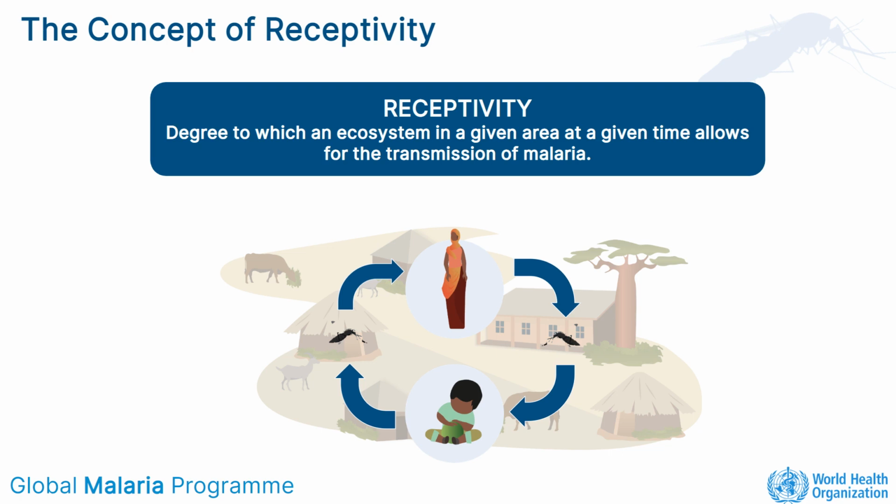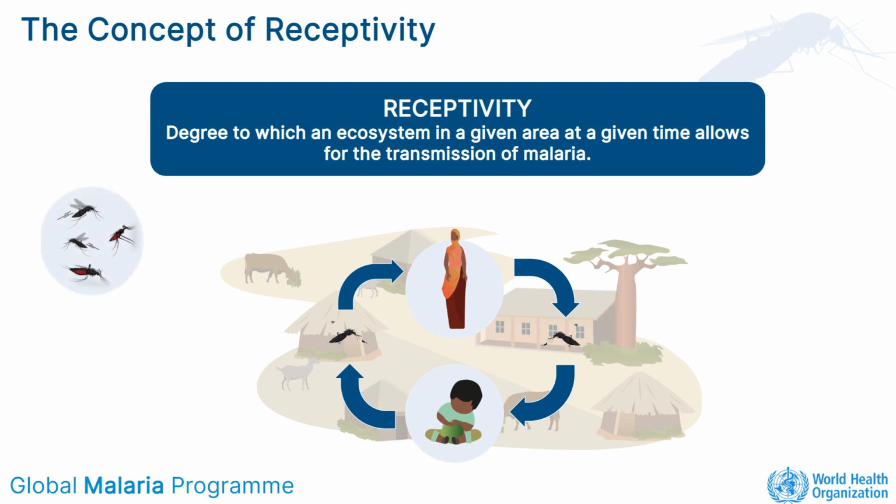However, note that the definition of receptivity applies to an ecosystem. An ecosystem is more than just the vectors. An ecosystem also includes humans, the parasite, and climate. So receptivity of an area is also affected by the human population, the parasite species, and the climate. Let's consider different factors and how they affect receptivity.